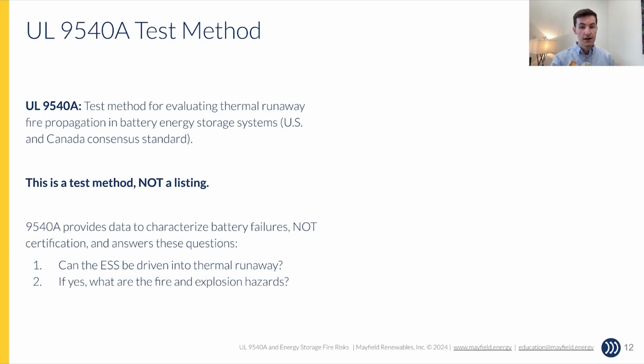A product that's trying to receive UL 9540 certification will first undergo 9540A testing. Those test results will be used to design the product and system, or make adjustments to the product or system level engineering or design, based on the data we collect from 9540A testing. And then we'll go back to UL to apply for our UL 9540 listing.